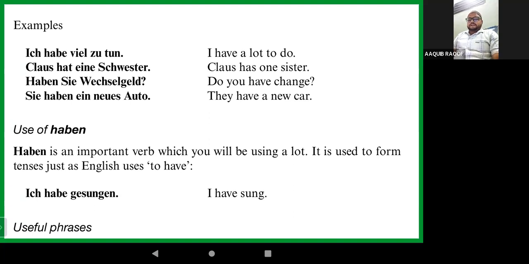Now see, here: ich habe, I have. Klaus hat, Klaus has. Haben Sie Wechselgeld? Do you have change? Sie haben. They have.